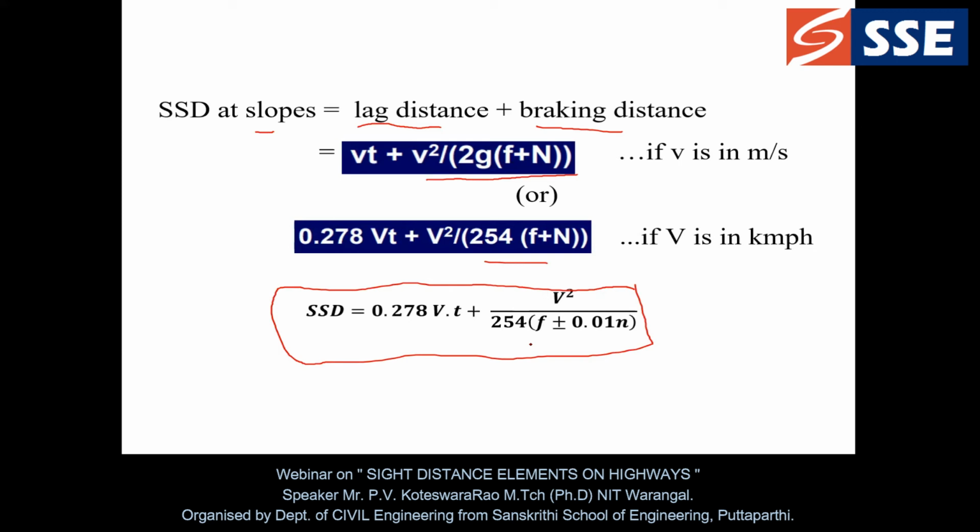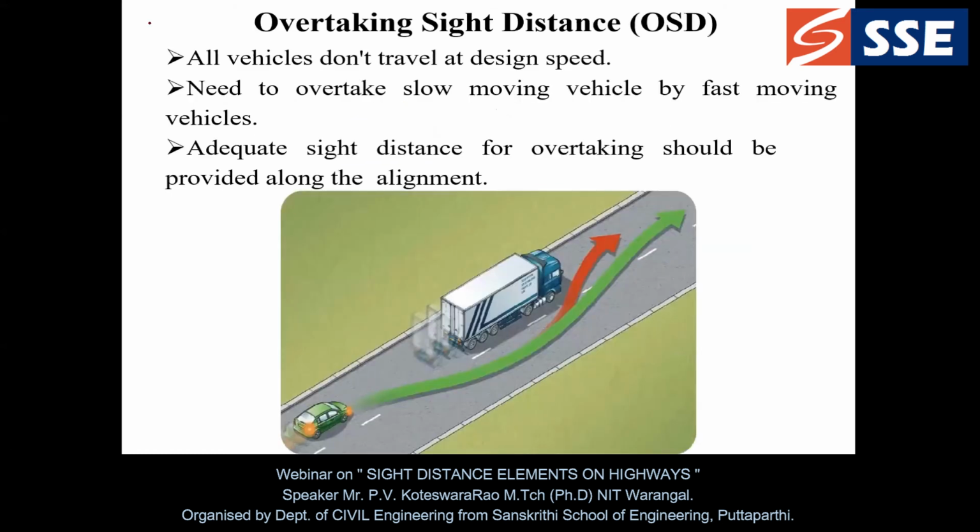Can I go to the overtaking sight distance? Okay, so this is the overtaking sight distance, another important parameter. In general, when we are traveling on a road surface, not all the vehicles are going to travel with the same speed. In that case, one has to overtake that vehicle. So here, please observe this diagram.